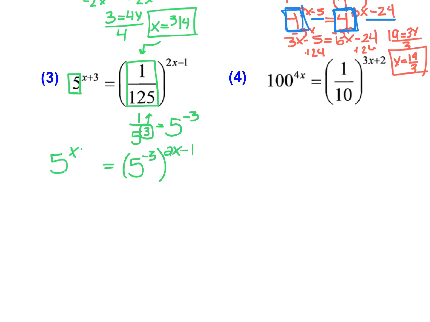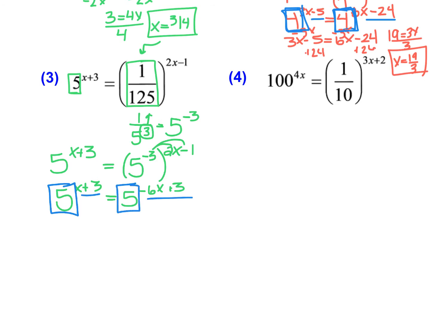So this is much closer now to having the same base, so I can set those exponents equal. Now I do need to simplify my exponent here a little bit, so I'm going to distribute out that negative 3. So this becomes 5 to the power of negative 6 plus 3 and 5 to the power of x plus 3. Now, because I have rewritten this so that we have a common base, I can set their exponents equal to each other. So I have x plus 3 is equal to negative 6 plus 3.